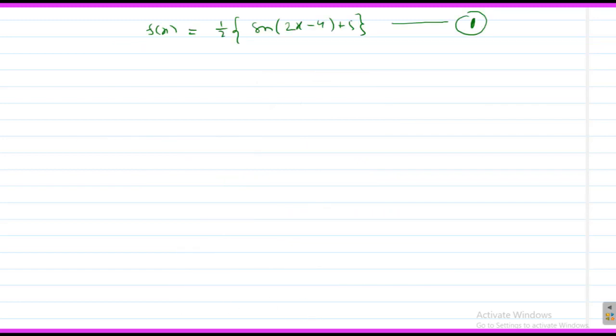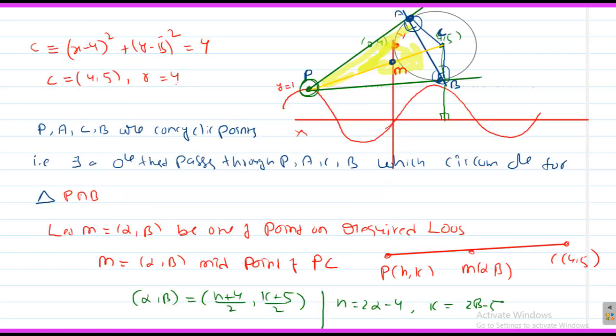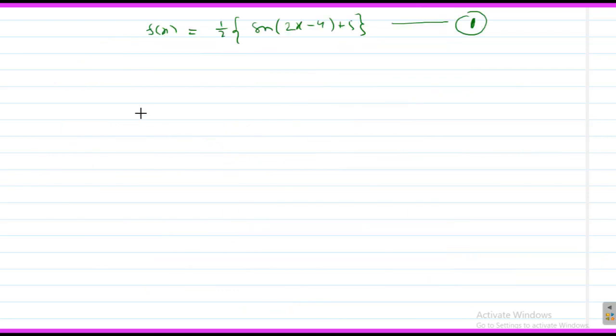Okay students, now I want to read the problem. Now you have this function y equal to f of x. So that is completed. The first question, C43, is the range of f of x, the range of y equal to f of x. We should find the range of f of x.